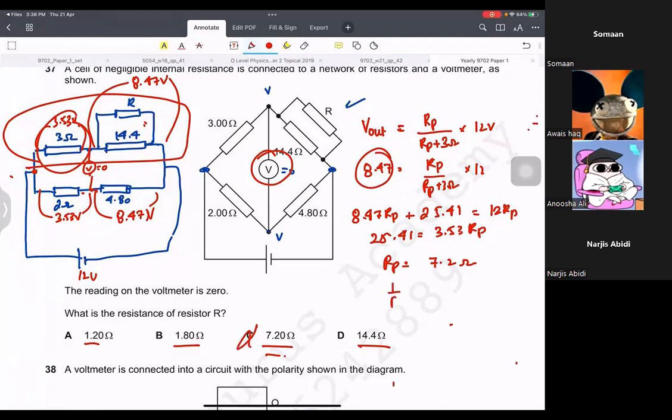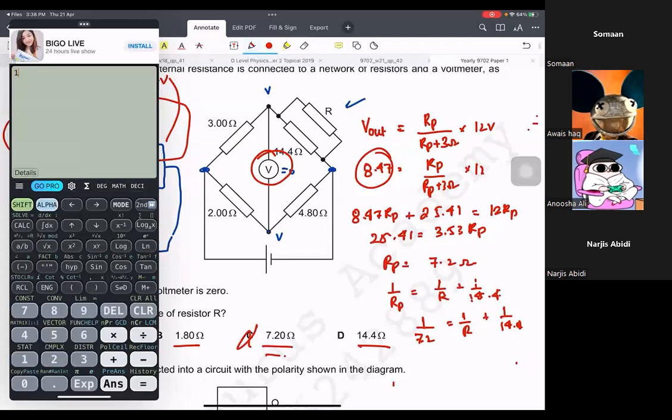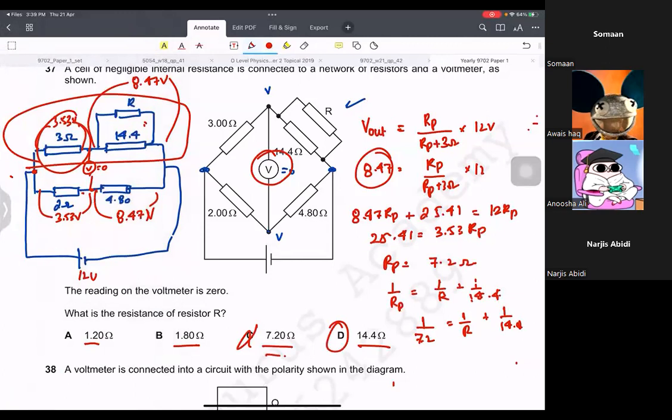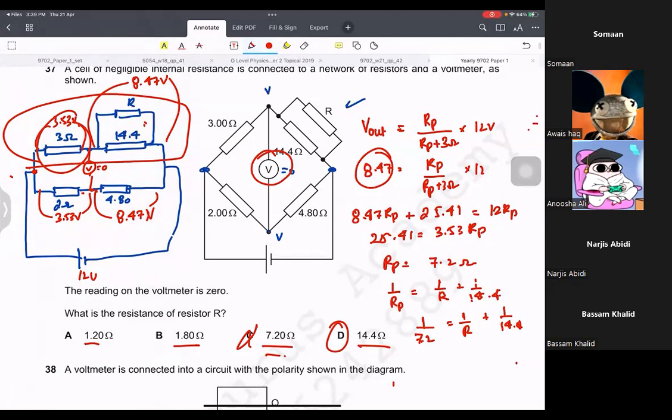So 1 upon RP should be equal to 1 upon R plus 1 upon 14.4, and 1 upon 7.2 is equivalent to 1 upon R plus 1 upon 14.4. I'm going to use my calculator. I think it should be 14.4. Yep, this is the answer. Whoa. Can you please check this answer? Yeah, tell me if it's C. Yay! Could you explain all of this again?